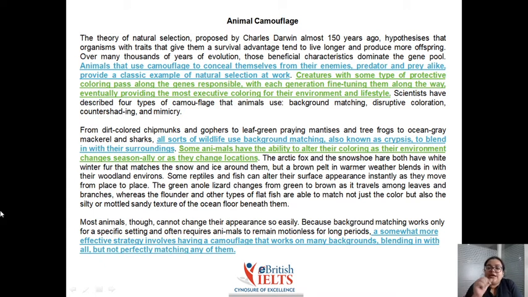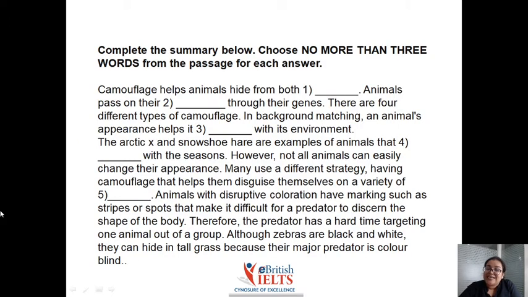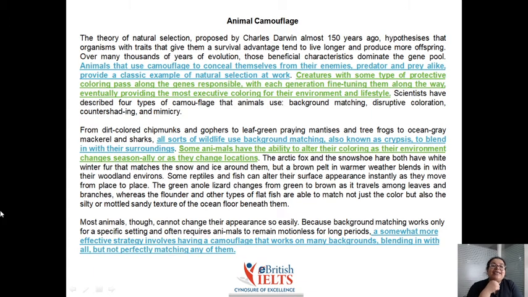Now if you look at the 4th line in the first paragraph, it says, animals that use camouflage to conceal themselves from their enemies, predator and prey alike, provide a classic example of natural selection at work. Now the second half of the sentence is something we are not really interested in, but the first half piques our interest. Why? First of all, one keyword that we identified in the question was hide. So animals are hiding from something or somebody, right?